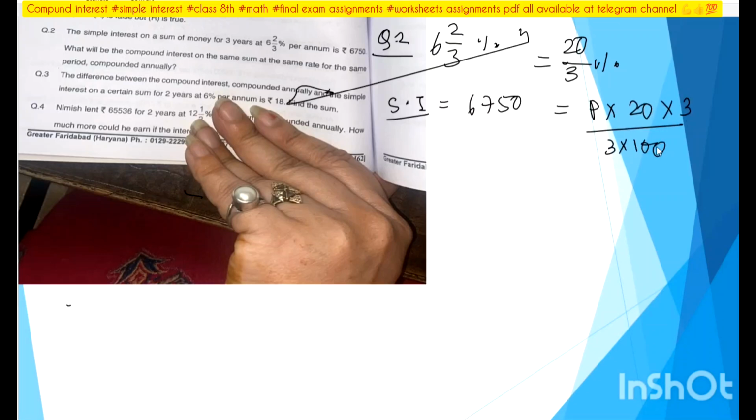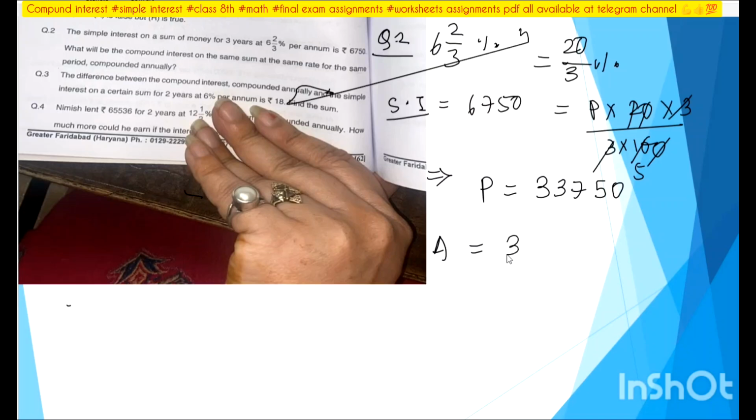So 3 into 100, right? So this becomes what? See, 0 0 cut it down, and 3 times 3, 3 cut it down, 0 0 cut it down, 2 by 10, 1 by 5, and I will multiply this. So the entire P will come as 33750. Okay, 33750.